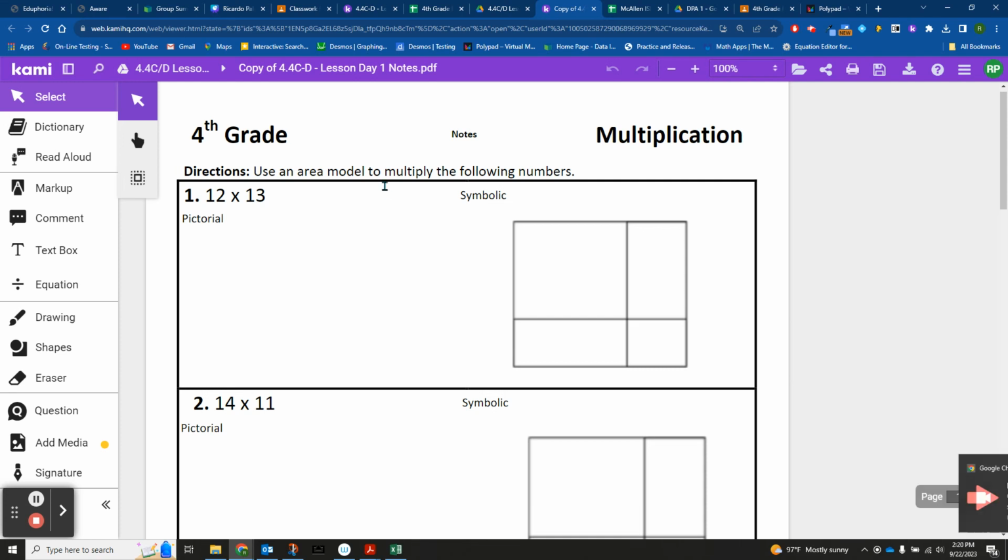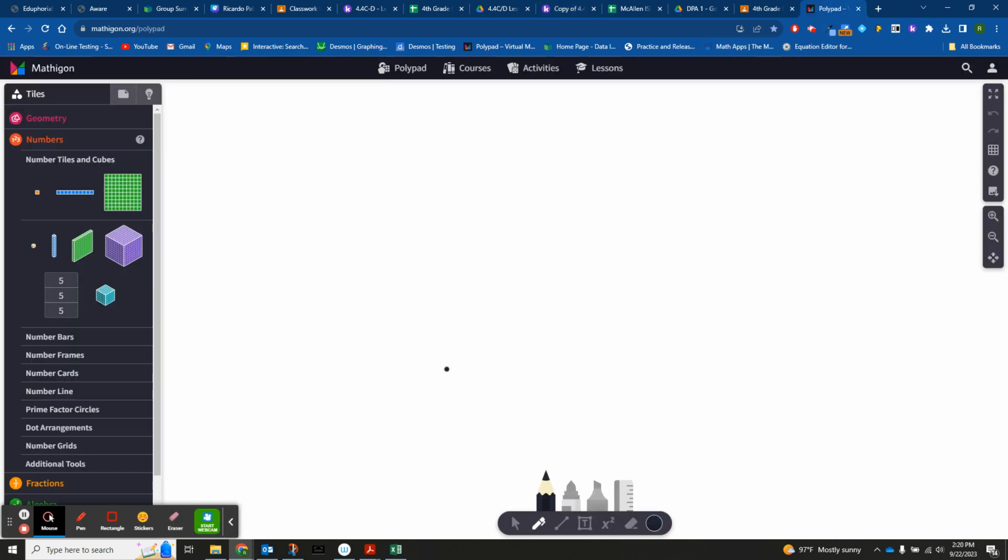Students, if you're watching this, I'm going to show you how to multiply two-digit by two-digit numbers using the area model. We have a pictorial version and a symbolic. What the heck is that, sir? Those are the numbers. But first things first, we're going to use Polypad. We're going to use our virtual manipulatives.